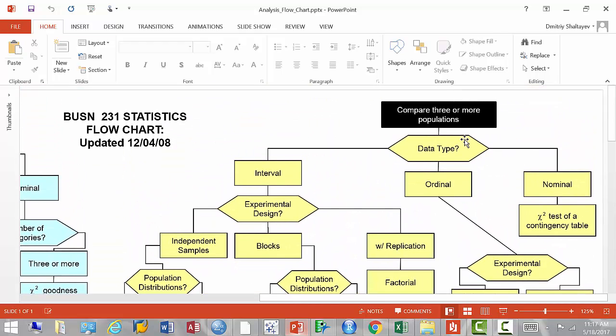Next question is, what data are you dealing with, my friend? Is it interval, ordinal, or nominal? The answer is interval, right? These are all numbers. We're dealing with continuous, numerical, interval, however you want to call it, data.